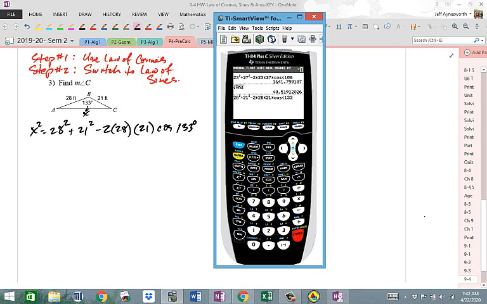Hit the enter button. Now I've got to square root it. So I'm going to take the square root. Notice I go second, x squared, which is the square root. I'm going to recall the answer, and there we go. And then hit the enter button. And I get, holy cow, 45.0225.